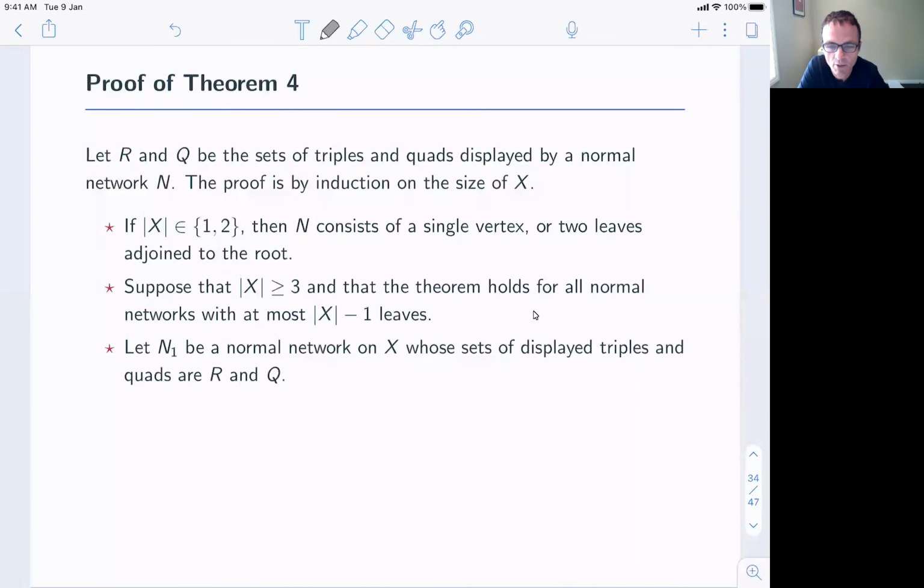Right, now take a normal network N that displays triples and quads R and Q. So you've got N. That's where R and Q came from to start with. But now I've got an M1 whose triples and quads are R and Q. We need to show that N and M1 are the same, are isomorphic.